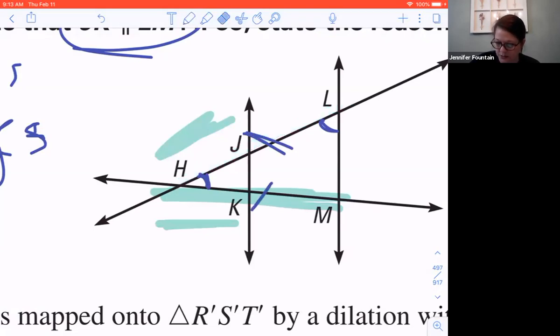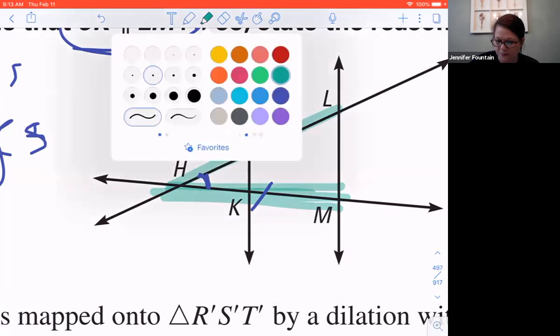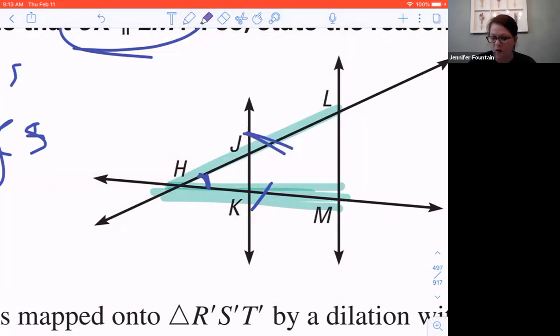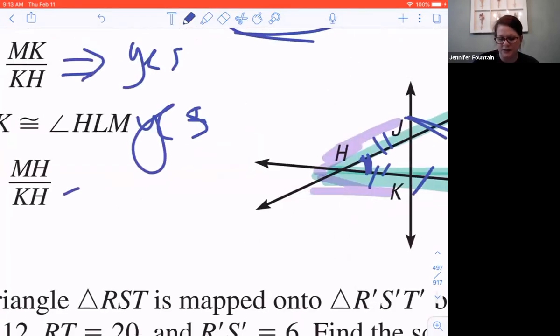Let me erase these two little angles. So I can see I've got my big angle, and actually let me change these colors so it'll stand out a little bit better. And then I'm doing this one right here. So again, they both have the same included angle, and now I've got these sides. So in this one, I've got side, angle, side. So yes, they're parallel lines.